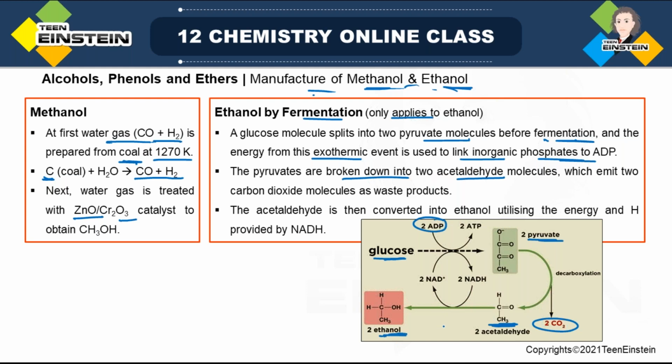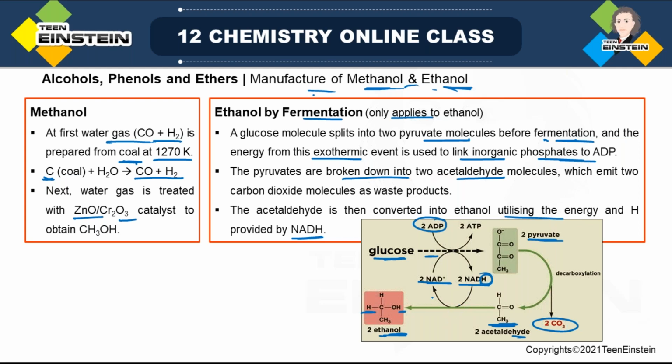Finally, we are getting ethanol utilizing the energy and H provided by NADH. The full form is related to biology basically. Just remember the reducing agent is required here because you are converting aldehyde to ethanol. This reducing agent is basically NADH. NADH is supplying this H, and as a result there is addition of H and H, that is 2 H atoms are required. So in this process, the energy that we are getting here is also utilized here.